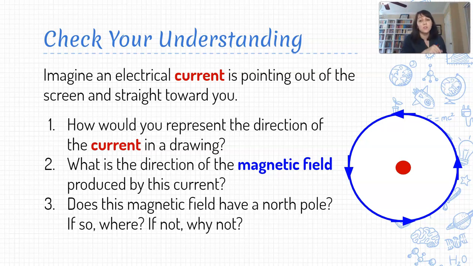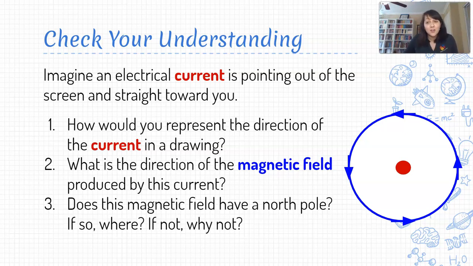So my expectation is that our magnetic field will form these loops, these circles, going counterclockwise around our current. We've been over this last one, but I just want to hit it again now that we have this different way of looking at this magnetic field. Does this magnetic field have a north pole? If it does, where is it located? If it doesn't, why doesn't it?